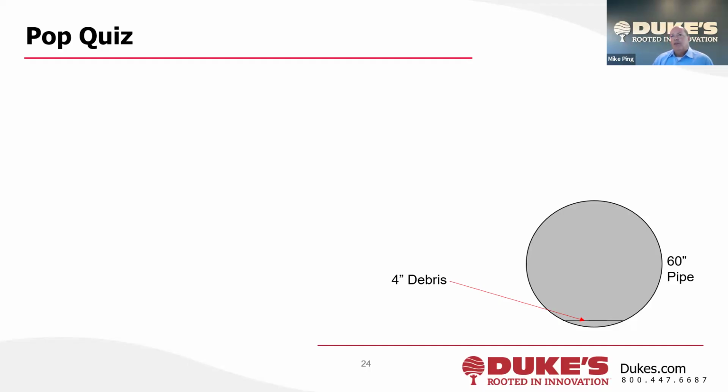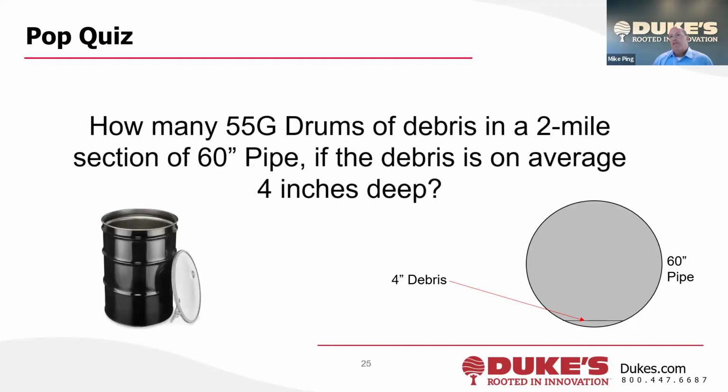So here goes. The question is this: how many 55-gallon drums of debris would be collected in a 2-mile section of 60-inch pipe if the debris is on average only 4 inches deep? So I have a little drawing there. How many 55-gallon drums? Again, just kind of a gut thing, and I'm going to let this go for about 10 more seconds. Just pop it in the chat. You can put anything you want in there.